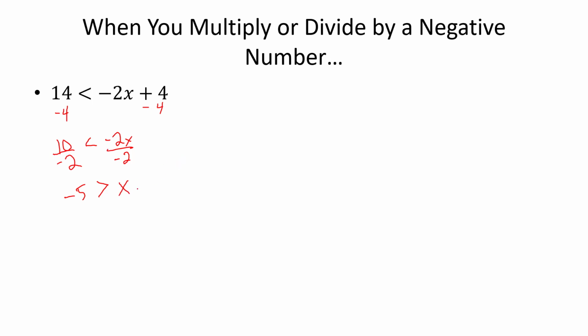Notice this particular problem has the variable on the right side, so what am I going to have to do? That's right, I've already flipped the sign once. I'm going to have to flip it again so that I can invert the statement. So now x is less than or equal to negative 5.